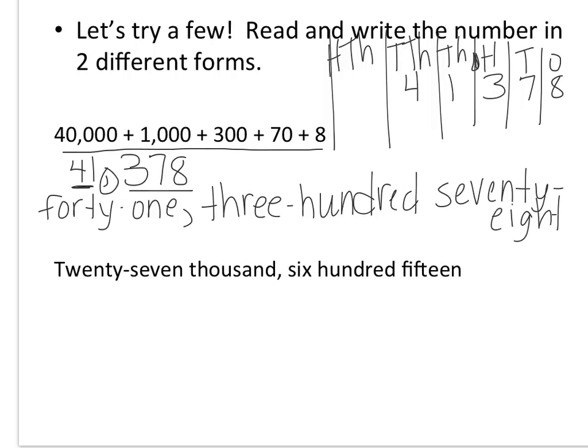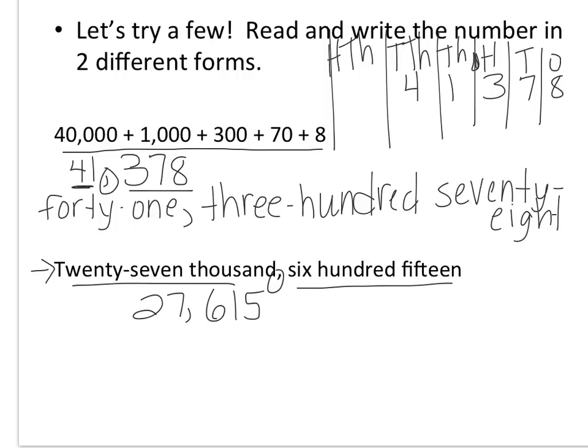Okay, now this example, they've given it to me in word form. So I can change this into standard form very easily by just reading it and thinking about it. 27,615. Well, it tells me what to do. I've got 27,000, there's my comma, 615, and I know how to write 615. So far, so good.